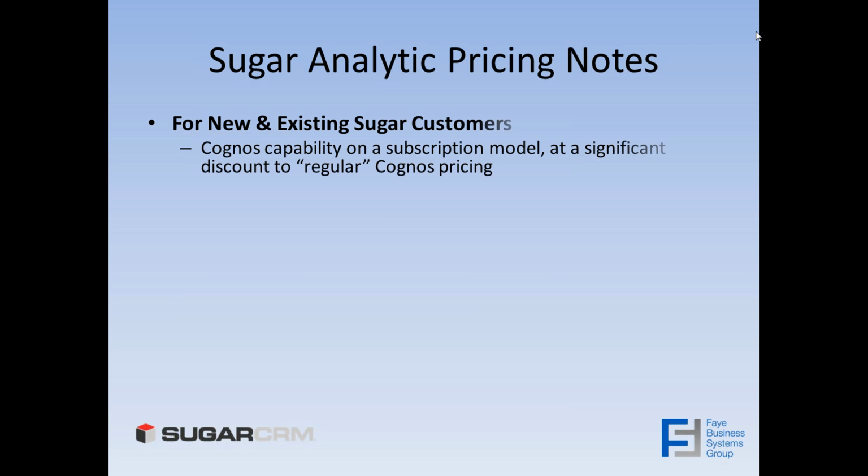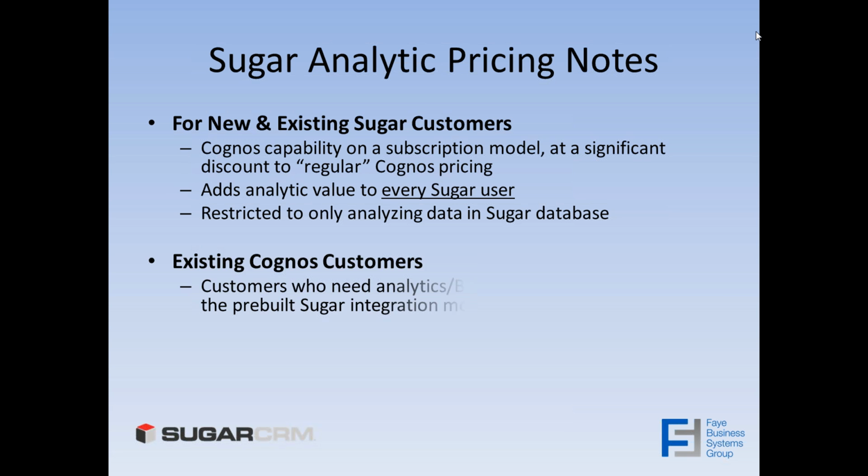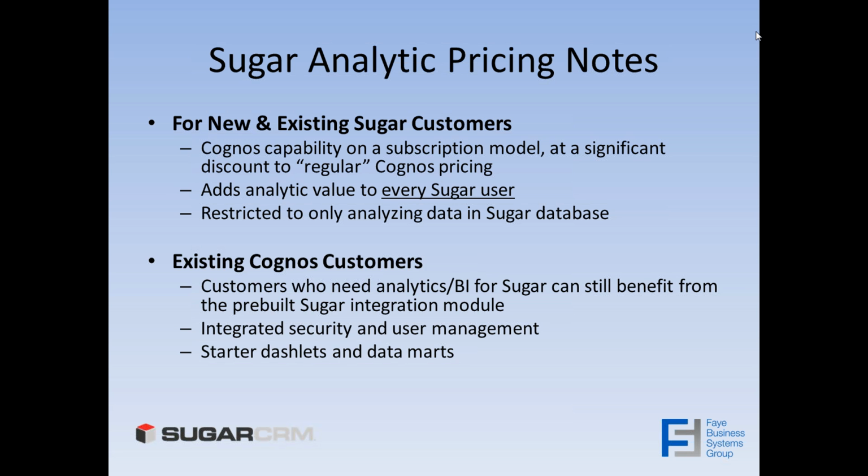So a couple of other things I want to point out. Sugar Analytics provides capability for both new and existing Sugar customers. It's a significant discount to regular Cognos pricing. So it's a significant discount compared to going out and buying Cognos BI on its own. Now the flip side of that is that it's restricted only to analyzing data in the Sugar database itself. And the other point I want to make is for existing Cognos customers, if you have Cognos already, that's great. Then you can still get value from the integration between Cognos and Sugar.